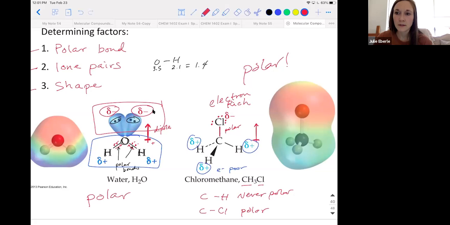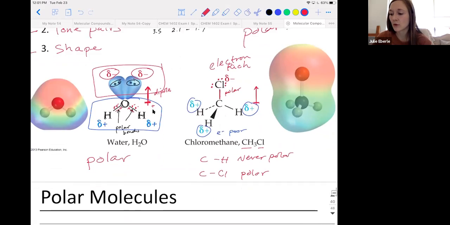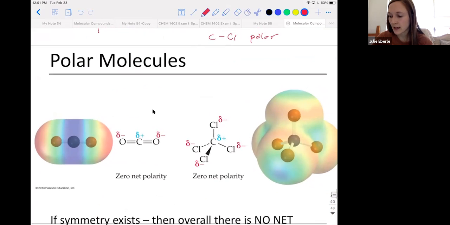It's not symmetrical. And so yes, this molecule is polar overall. Okay? That's how you go about deciding if a molecule is polar. And that's a lot of steps. It builds on everything we've talked about so far. In the last 3 or 4 minutes I have, let's look at what happens when you do have symmetry, when shape does come into account.